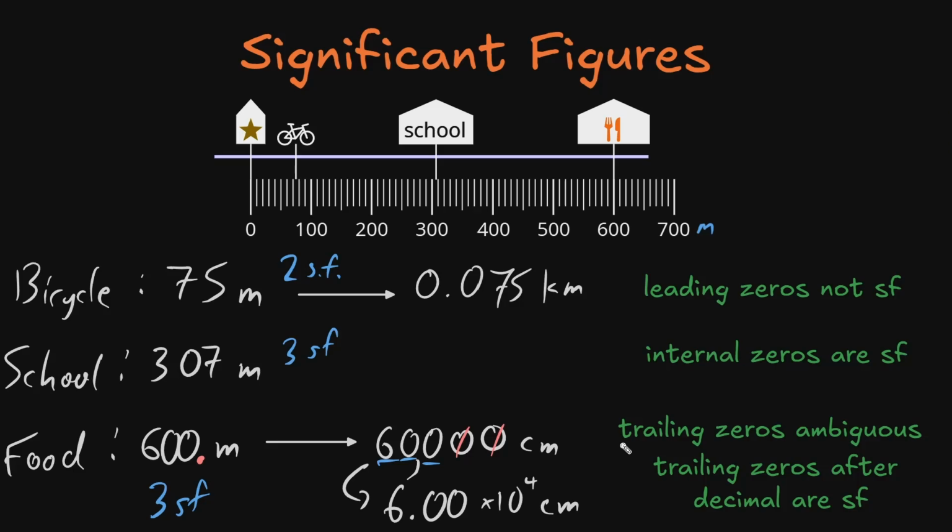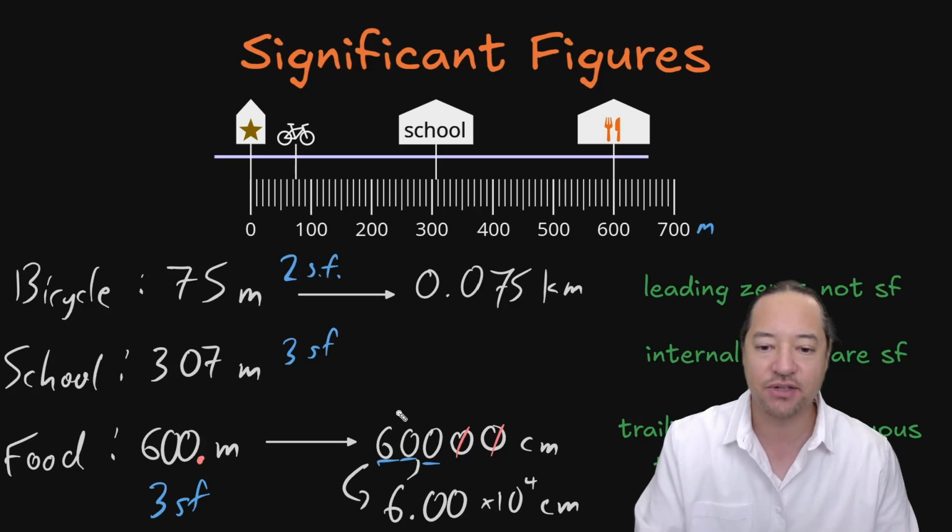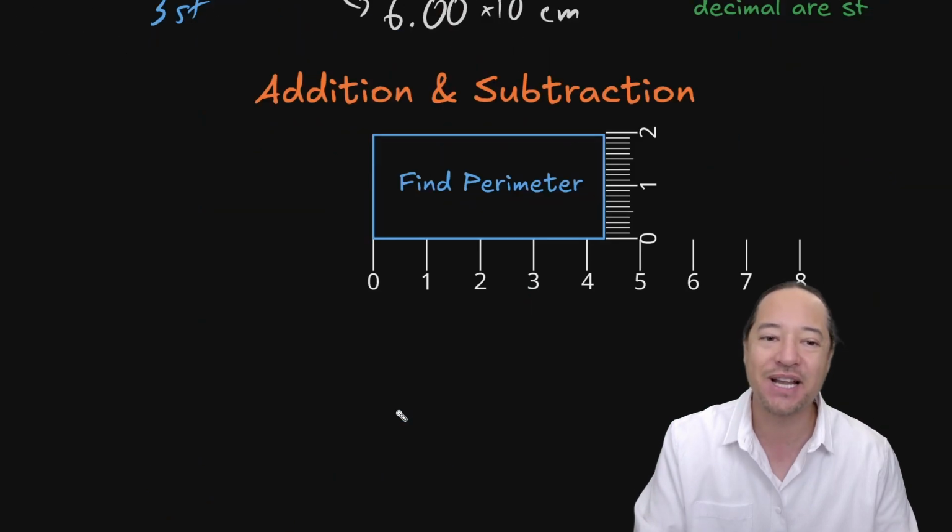Okay, so these are just some rules dealing with how zeros work in significant figures. And it's just unfortunate that sometimes we use zeros as a placeholder symbol instead of actually the value 0. But that's what we got. Let's look at how we can add and subtract numbers.